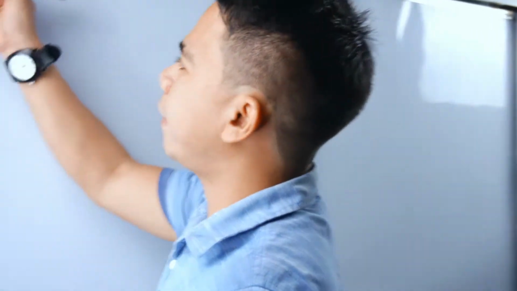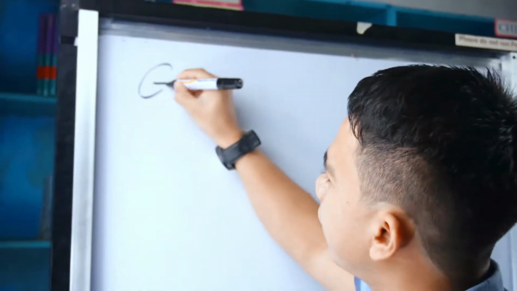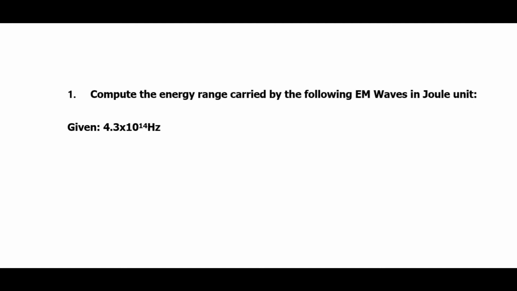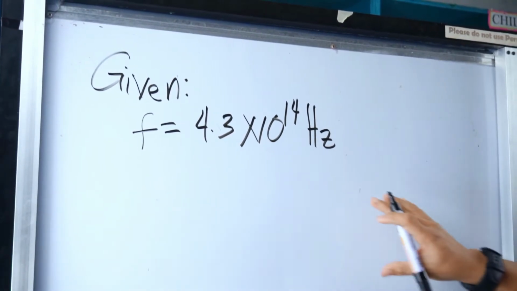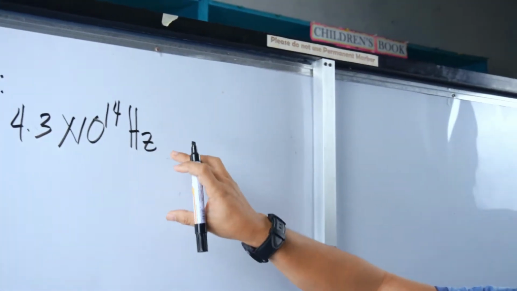So first, number 1, we're going to solve the energy in a given frequency. Example: we have a given of 4.3 times 10 to the 14 hertz. So this is the frequency, a given frequency which is 4.3 times 10 to the 14 hertz.